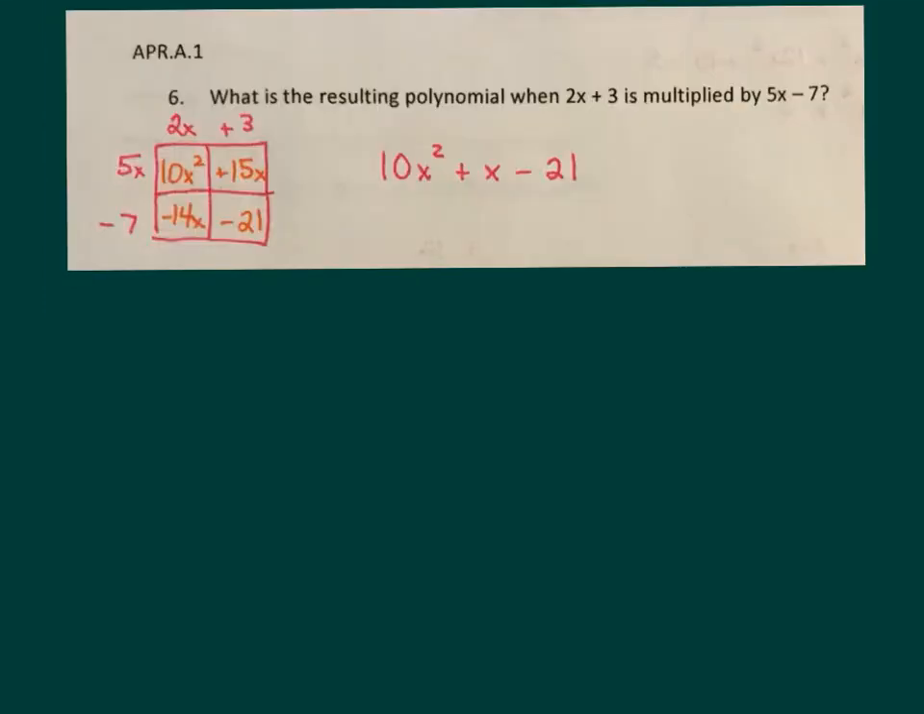What is the resulting polynomial when 2x plus 3 is multiplied by 5x minus 7? So here I just showed a nice box method of this problem. 2x plus 3, 5x minus 7. I showed you the terms, and I simplified it on the inside to get 10x squared plus x minus 21.